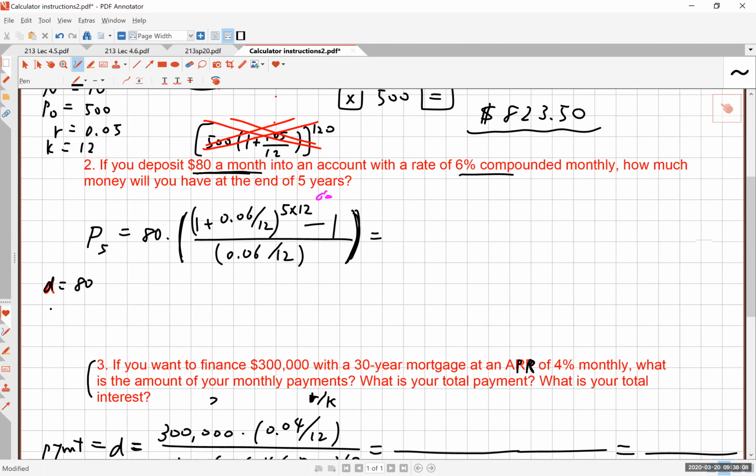And then 6% compounded, what is that? R is equal to 0.06. Monthly means K is equal to 12. How much will you have at the end of 5 years? So N is equal to 5.